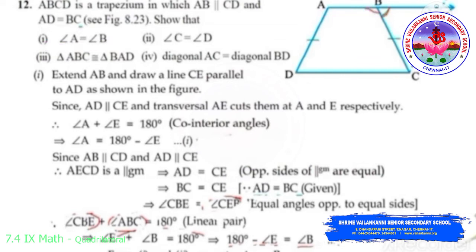Coming to the solution, extend AB and draw a line CE such that the AB extended line and CE line meet at the point E, and CE is drawn parallel to AD. Since AD is parallel to CE and AE is a transversal, we know that angle A and angle E are co-interior angles whose sum will be equivalent to 180, co-interior angle property. Taking E to the other side, I will be getting angle A is equal to 180 minus E.